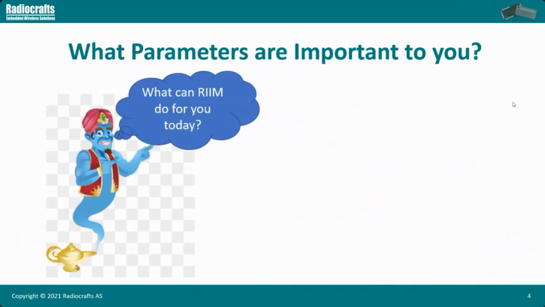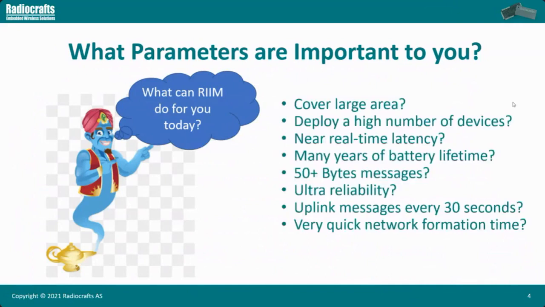So how can RIIM help you? What can RIIM do for you? What do you expect to get by using RIIM? Do you want to cover a very large area? Do you want to have a mass deployment with a high number of devices in the field? Do you need very low latency for near real-time applications? Maybe you also need many years of battery lifetime. How big are the messages? Do you want them more than 50 bytes? Do you want ultra reliability and ultra availability? I want to send uplink messages every 30 seconds. Maybe you want your network to be formed very quickly.